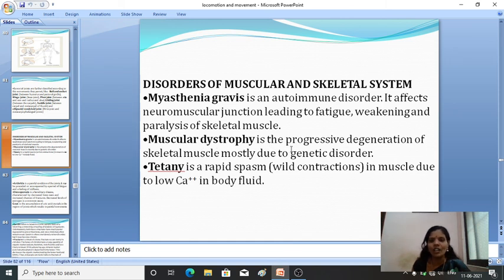Muscular dystrophy is a progressive degeneration of skeletal muscle. Progressive degeneration of skeletal muscle, mostly due to a genetic disorder. Next, tetany. It is rapid spasms or wild contraction in the muscles, which is due to low calcium in the body fluid. If the body fluid calcium level is low, then tetany occurs.